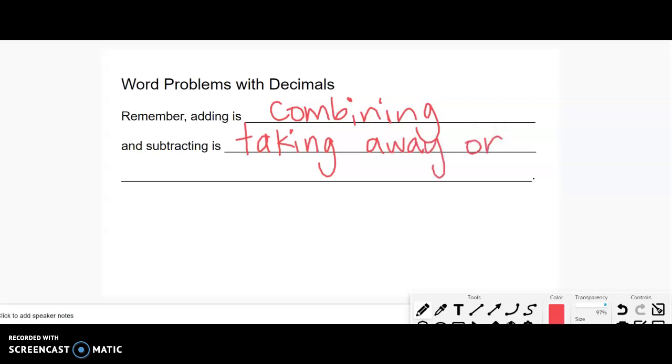or we're comparing 2 things to figure out how much more it is or how much less it is, how much taller, how much heavier, how much shorter, anything like that. We're going to subtract the 2 numbers to figure out the difference.